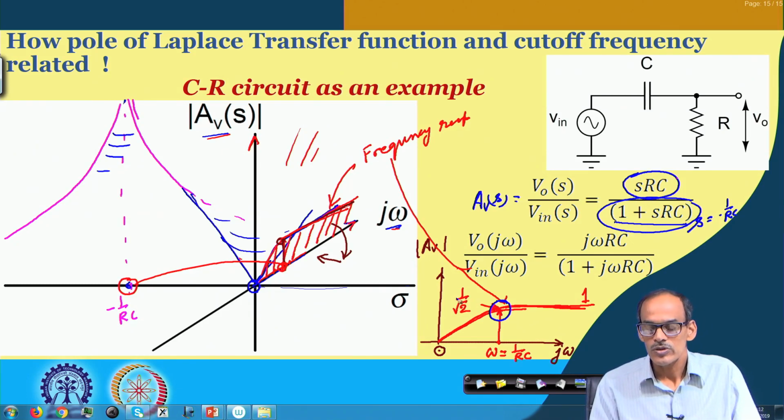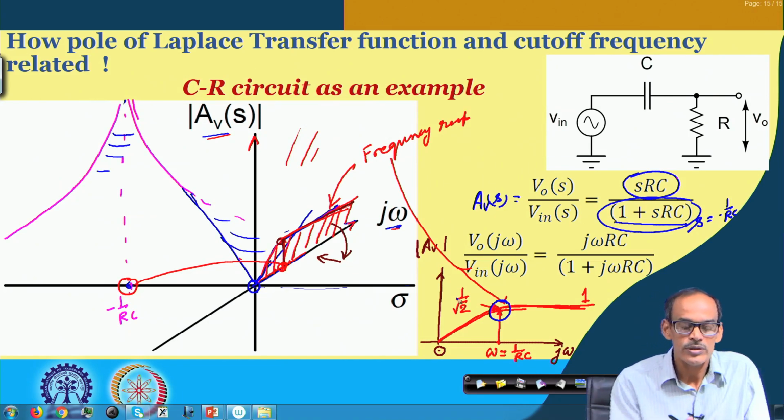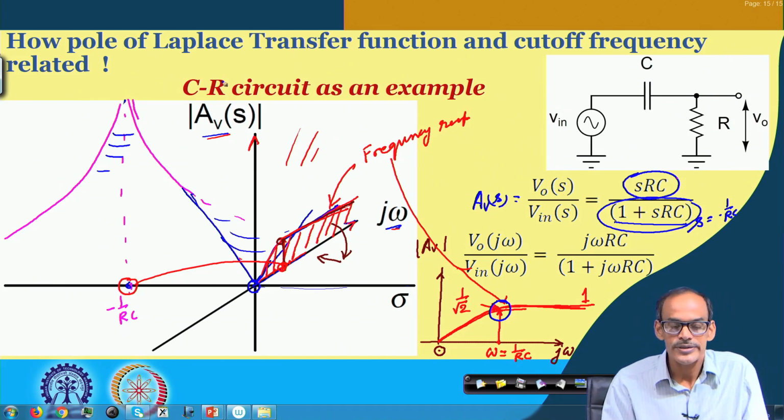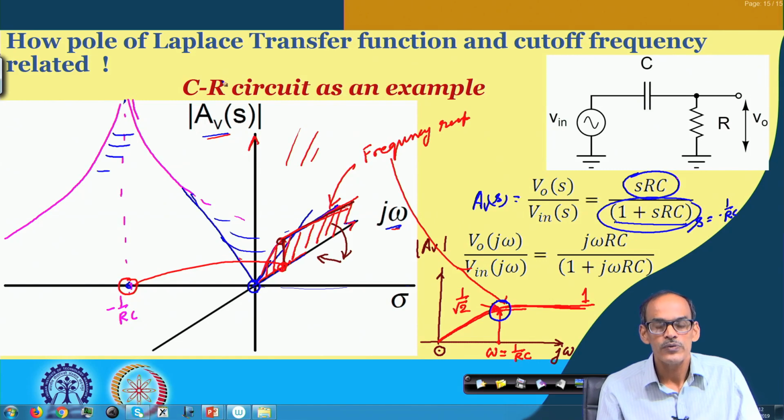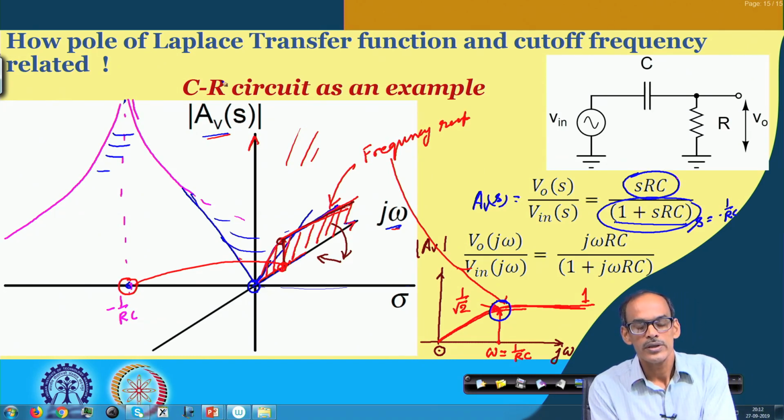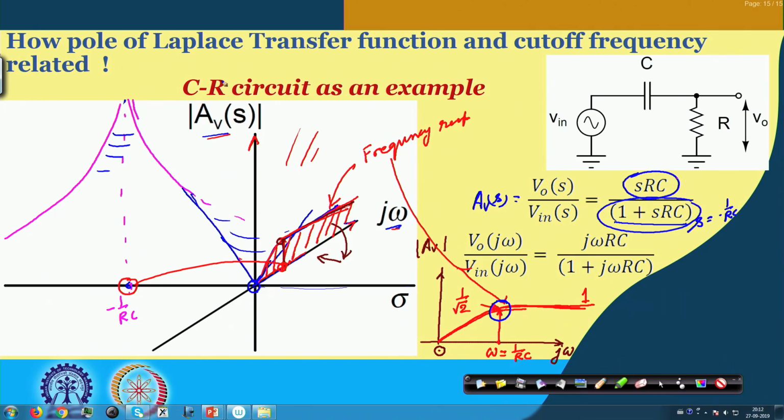Now, so far we have discussed the simple RC circuit and CR circuit. If we combine the RC circuit and CR circuit together, of course, the transfer function we get will have multiple poles and zeros, and we will see that.